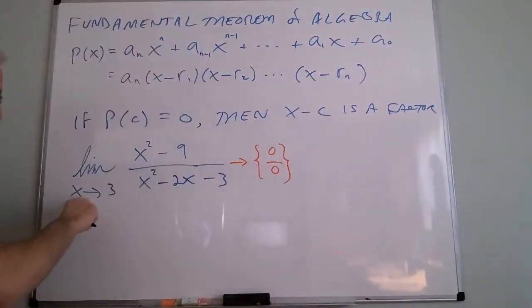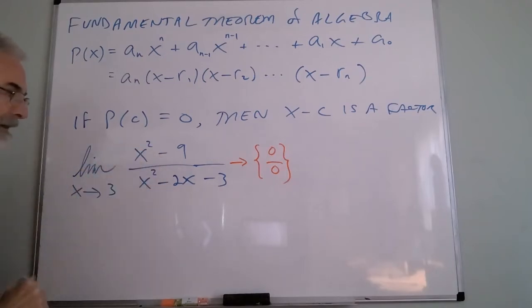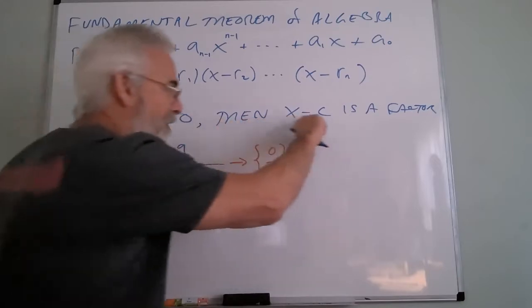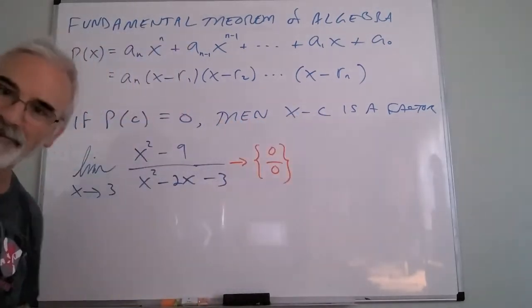because if I put a 3 into my numerator, and it causes my numerator to equal 0, then that means that x minus 3 has to be a factor.